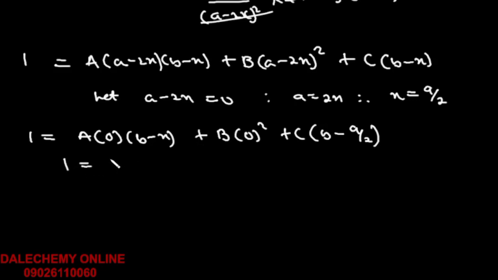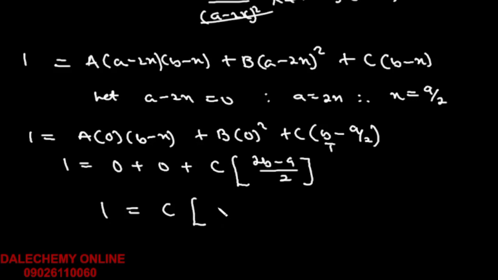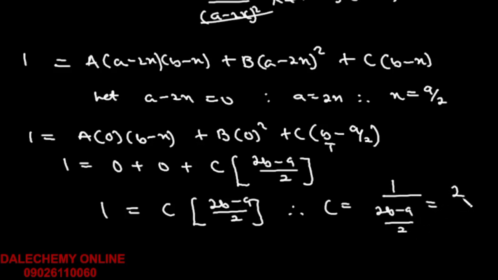We have 1 equal 0 plus 0 plus c in bracket of, when you find the LCM, 2b minus a over 2. So we now have 1 equal c multiplied by (2b minus a) all over 2. Then to get c, of course, you divide both sides by this expression, and that will be c equal 1 over (2b minus a) over 2, and that will be 2 over (2b minus a). So let's note that that's the value of c.